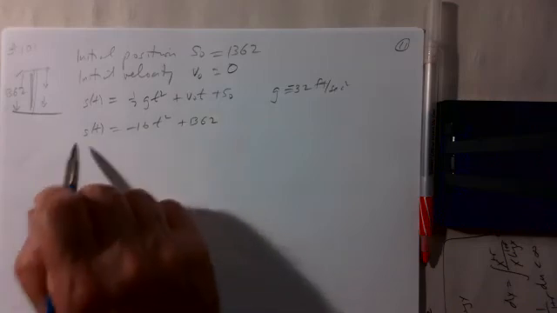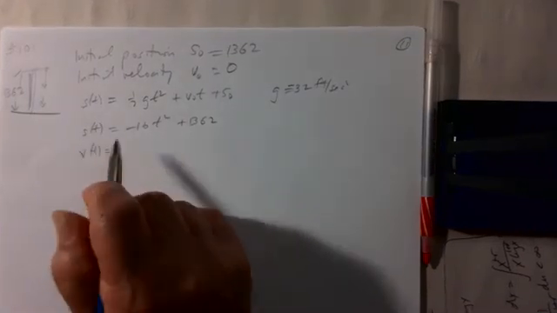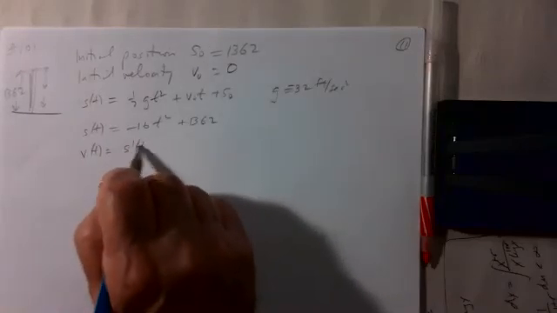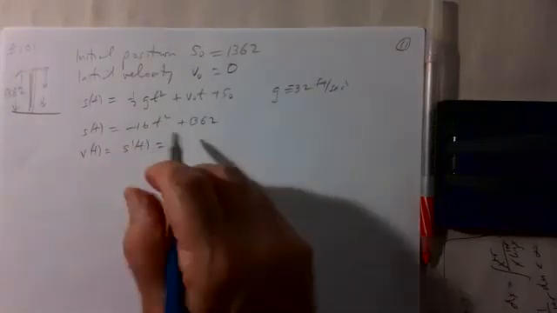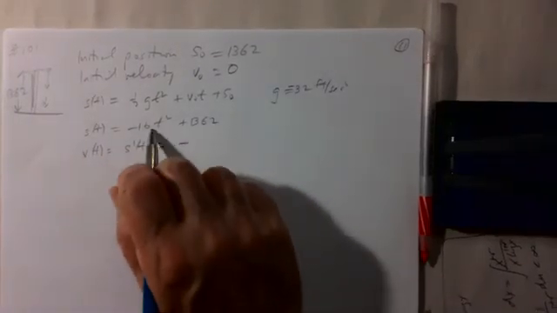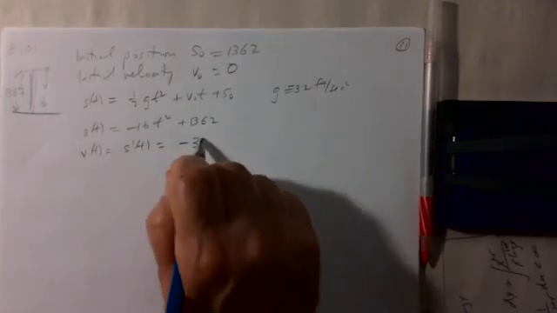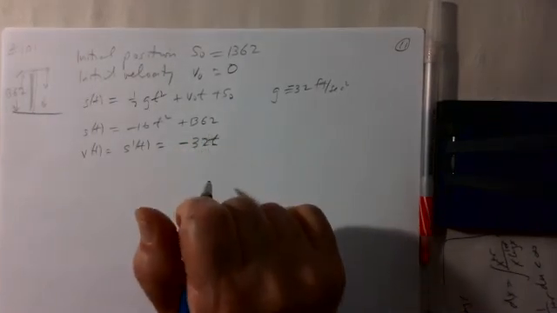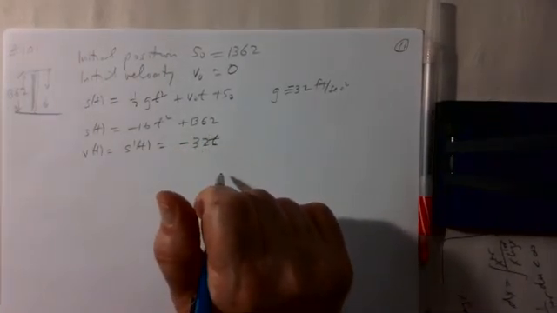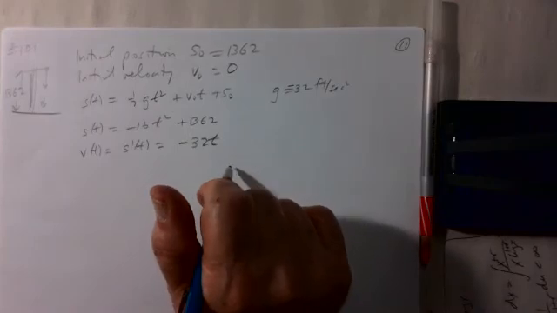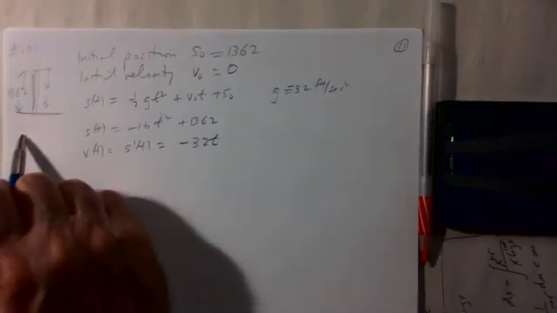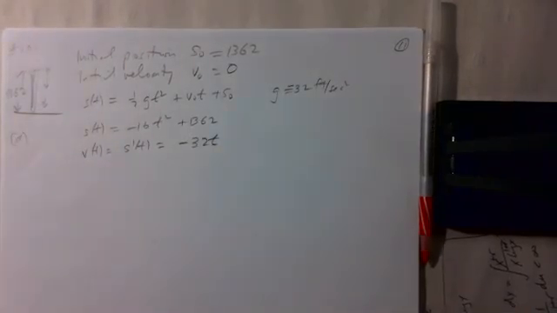That gives us the height, and the velocity is the derivative of the position. When you differentiate this, you get minus 16 times 2t, or minus 32t, plus 0. So this is part A of the problem: determine the position and velocity functions.